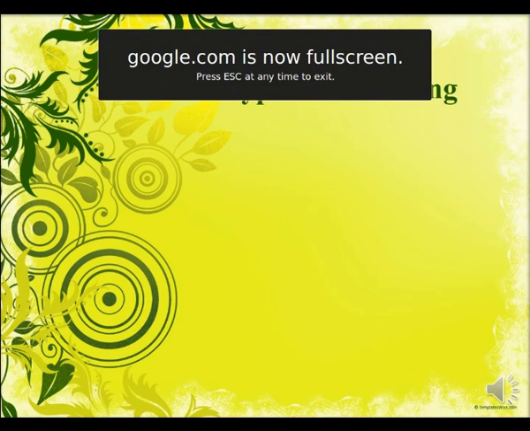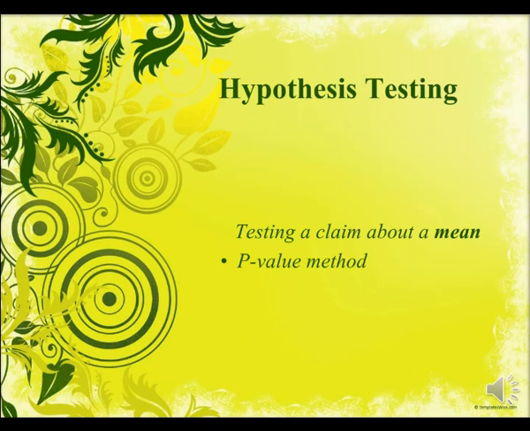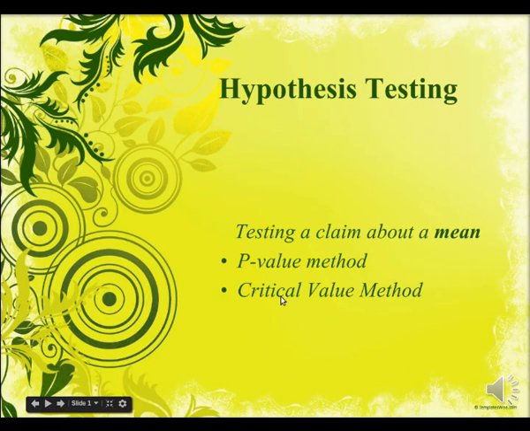In this lesson, we're going to look at testing the claim about one mean. Now this will be very similar to what we just talked about, testing the claim about one proportion. The difference will be the distribution that we use to test a claim about a mean and how we use that distribution. But we're still going to have a p-value method and a traditional or critical value method.